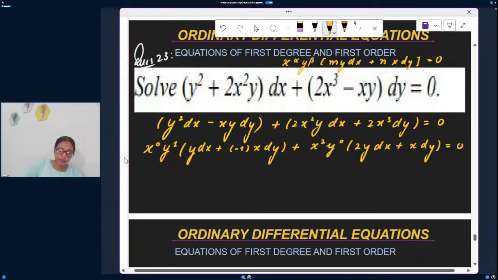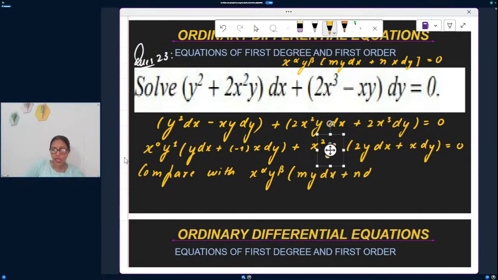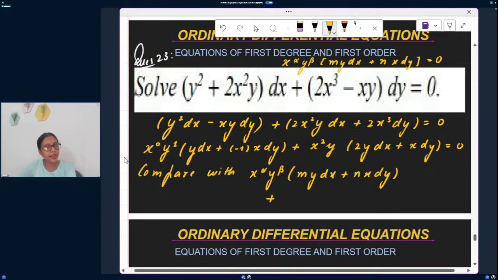Now compare with x raised to the power alpha, y raised to the power beta, (m y dx plus n x dy) plus, but there is one more factor. So I'll rewrite this same expression but with a different choice of these constants. So I can take x raised to power alpha dash, y raised to power beta dash, (m dash y dx plus n dash x dy) is equal to 0.